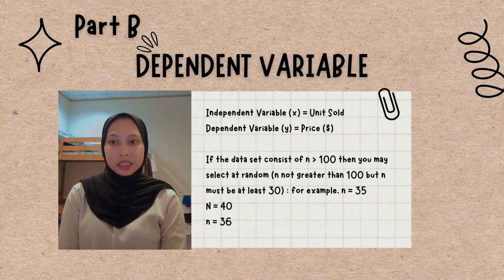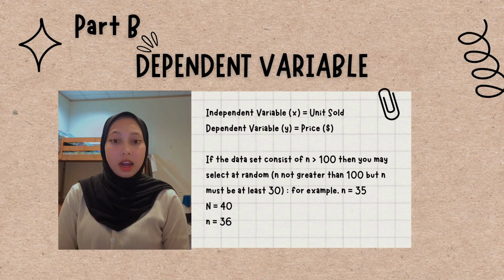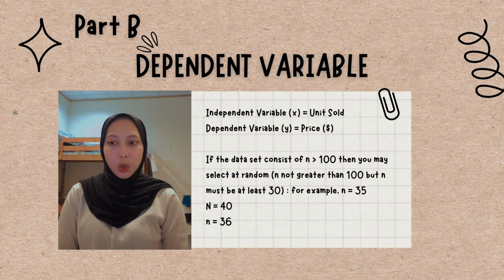Independent variable is unit sold. Dependent variable is price. Second, if the data set consists of n over 100, then you may select at random n not greater than 100, but n must be at least 30, for example, n equals 35. So in this data, we have n equals 36.